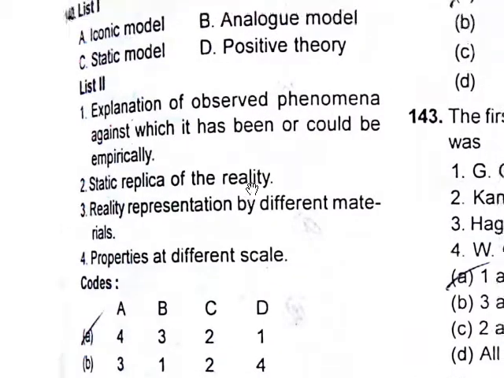Next, list 1 and list 2. Iconic model is related with properties at different scale, analog model is reality representation by different materials, static models are static replicas of the reality, then positive theory is related with explanation of the observed phenomena against which it has been or could be tested empirically.